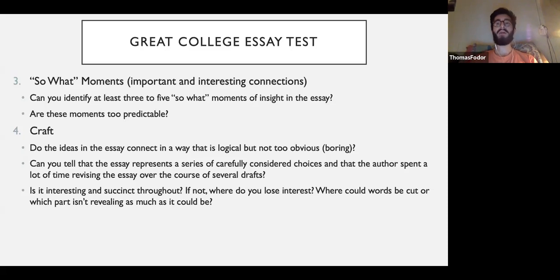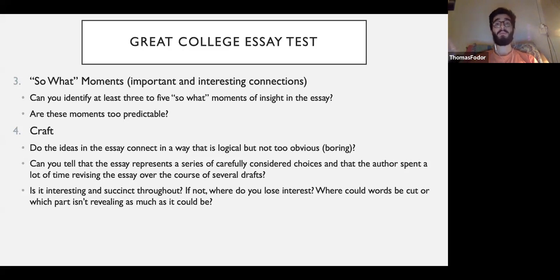All right, and then craft, or the style of your essay. Do the ideas in the essay connect in a way that is logical but not too obvious or boring? Again, much of that will come from that first sentence technique revision, which is crucial, critical. Can you tell that the essay represents a series of carefully considered choices, in that the author spent a lot of time revising the essay over the course of several drafts?